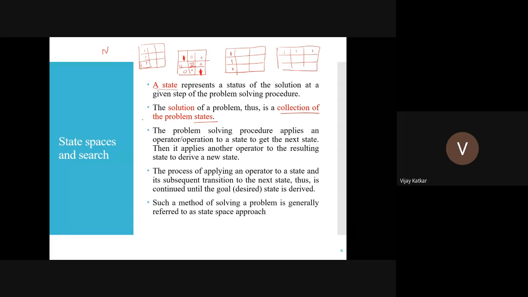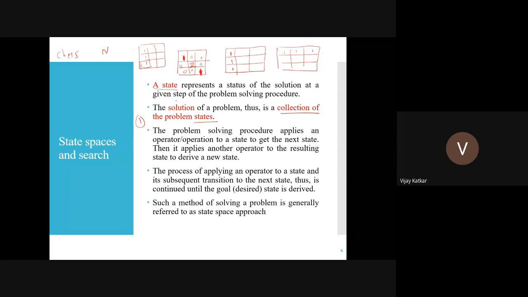In some problems there is only one solution which is acceptable, but if we are talking about tic-tac-toe, there are multiple solutions which are acceptable. If you are talking about chess, how many solutions are there? There can again be multiple solutions which are acceptable, and so on. So the solution can be a single state or it can be multiple states.